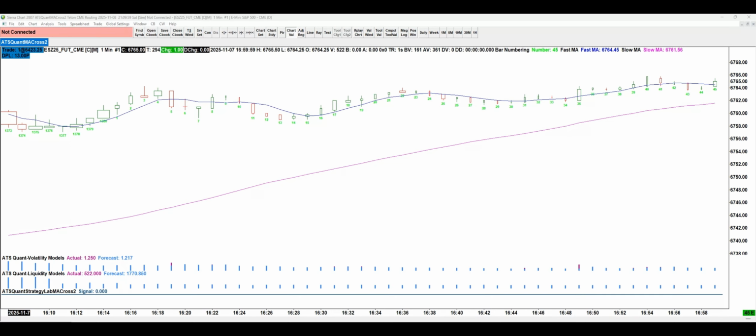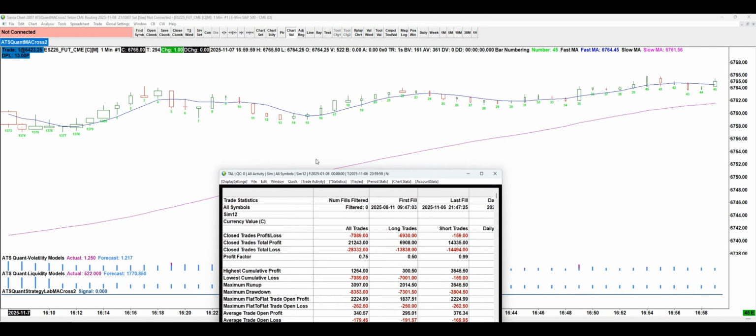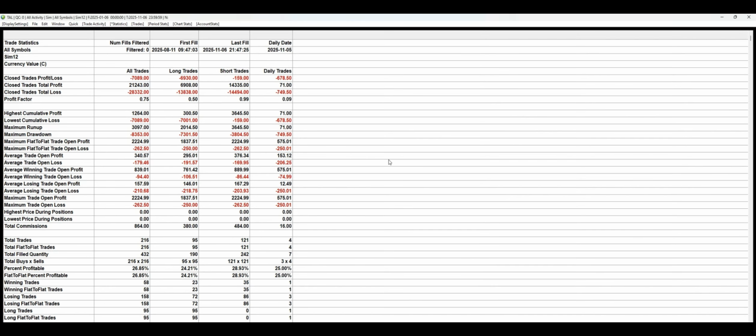Okay, so our back test just completed. Let's pull over our trade activity log and let's look at the results. Okay, so our system was not profitable over the most recent 90-day period. We can see a profit factor less than 1, but we have a percent profitable of roughly 27%.